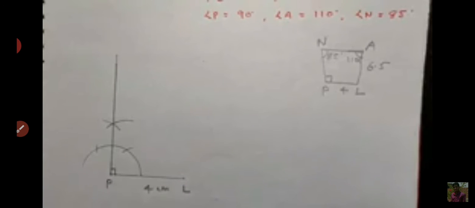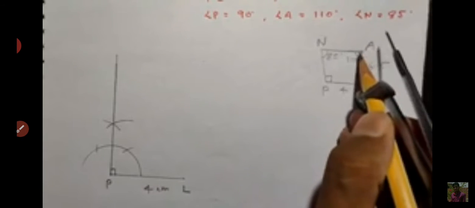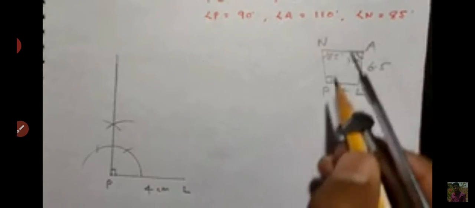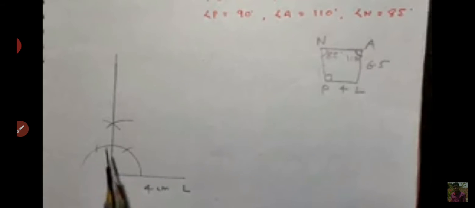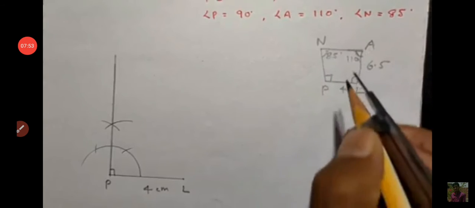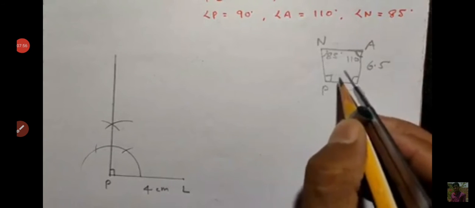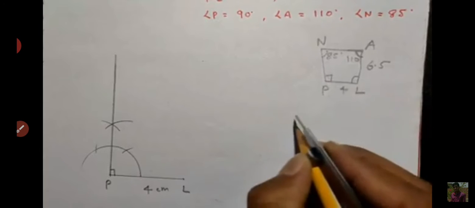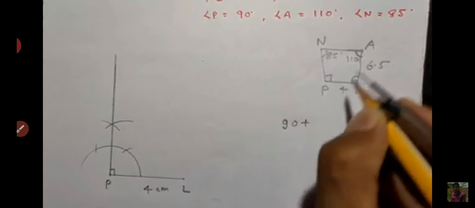Okay, you have to take the line a little longer so that we can join it ahead. It's 90 degree and it's 4 centimeter. Okay, now angle A is 110 and angle N is 85 degree. Now see here, angle N is 85 degree and angle A is 110 degree. Okay, but we don't know where N is and where A is.